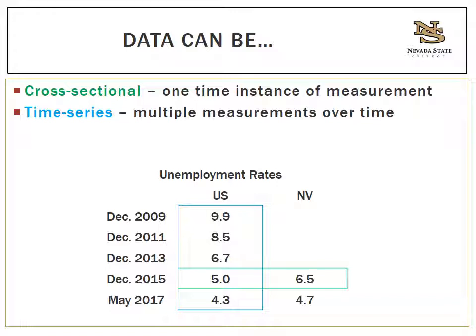Then that green box represents cross-sectional data. So we're just measuring once, right? Just December 2015, looking at the unemployment rate, but we're looking at multiple groups at that one section of time. And Nevada is not looking so hot compared to the national unemployment rate.